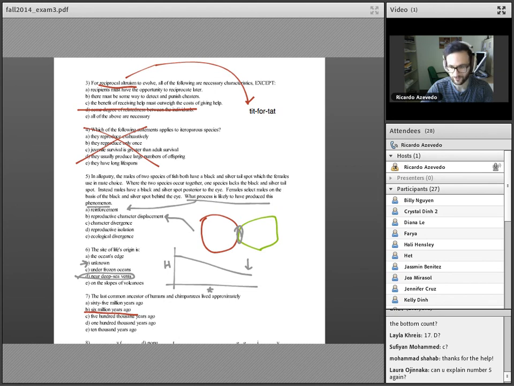Yes, Sofian says C. 17 is D, yes. Lyra says it is D, yes. I think it is. 20 is. I think the last question is also not. This one also, this one's not. All right. So this one was the exam from 2014.